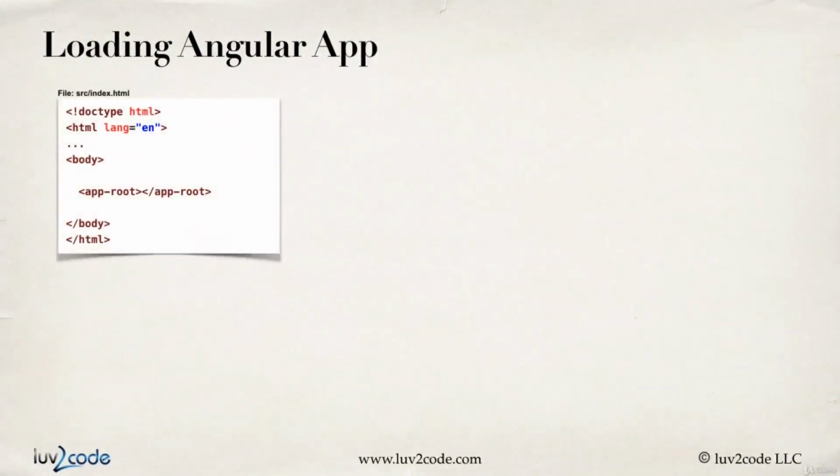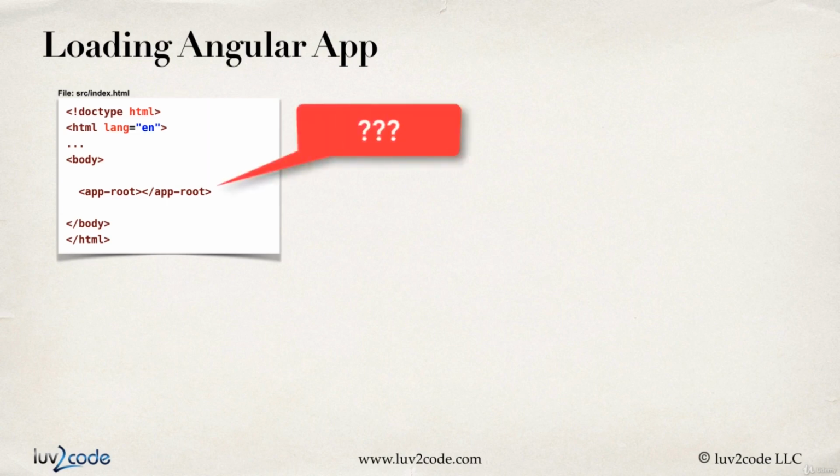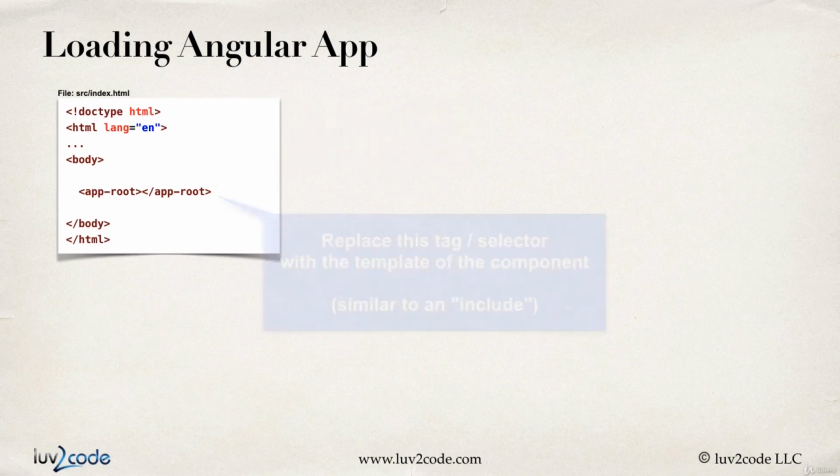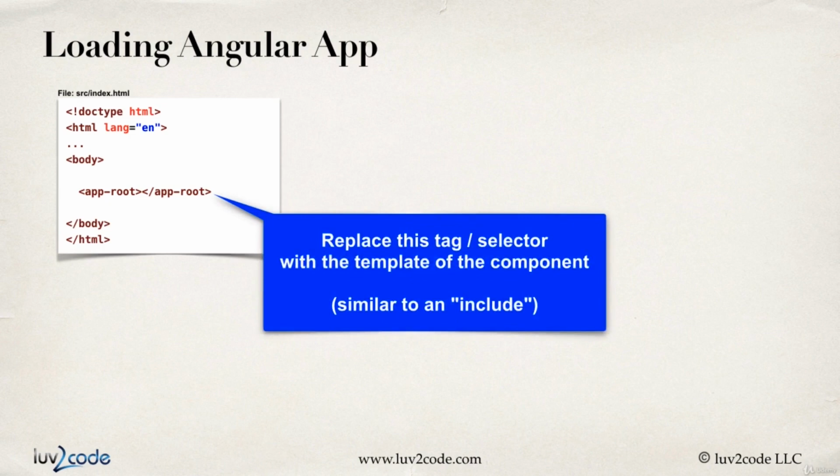So when the Angular app is first loaded, it starts with the index.html file. And then you see this tag here, app root. Now you're probably thinking, well, that's not a normal HTML tag. And that's fine. This is really a custom tag that's used by Angular. And what will happen is that it'll actually replace this tag or selector with the template of the given component. And you can kind of think of this as like an include. So it's going to include some content at this given location.